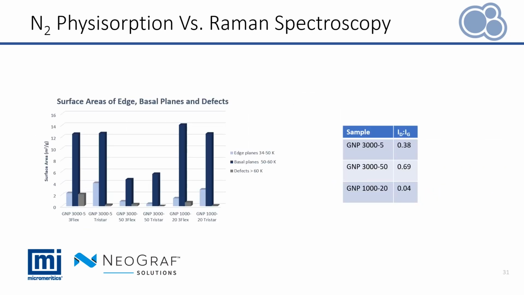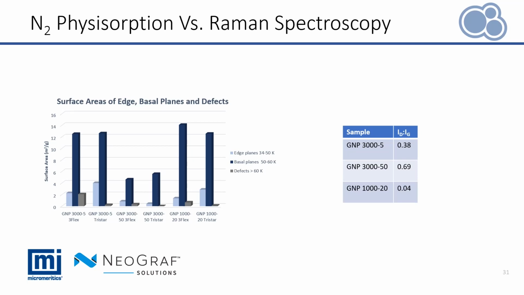On the left is a bar graph that separated each plane according to their respective surface area obtained from the DFT surface energy analysis. It shows the data for GMP 3000-5, GMP 3000-50, and GMP 1000-20 obtained from both the 3Flex and the TriStar from left to right. The data collected from the 3Flex and the TriStar show a really good agreement in terms of the basal plane surface area for each sample.